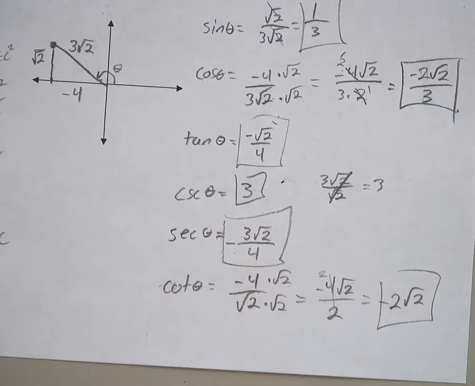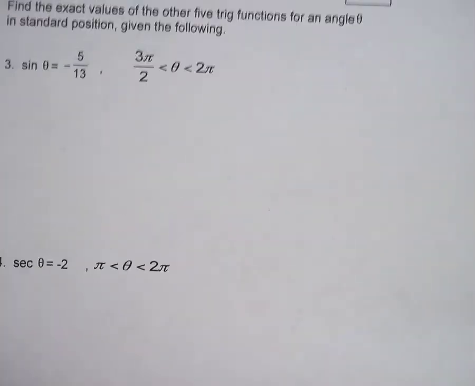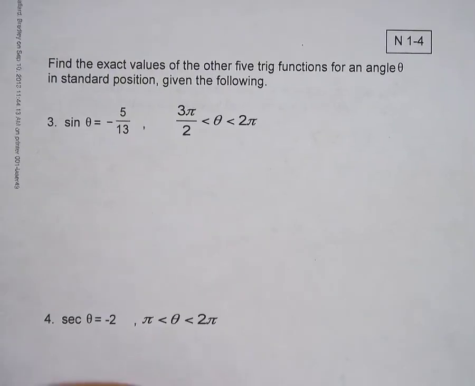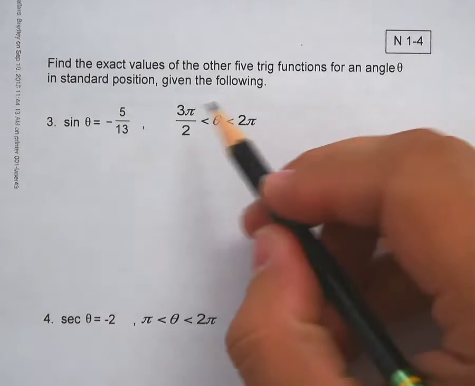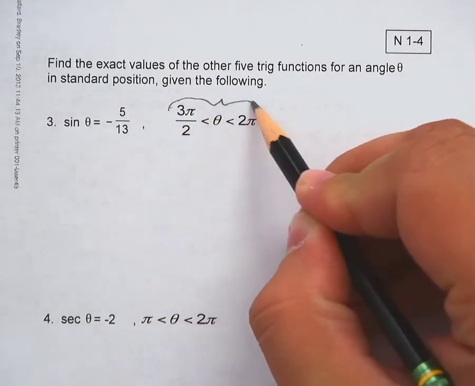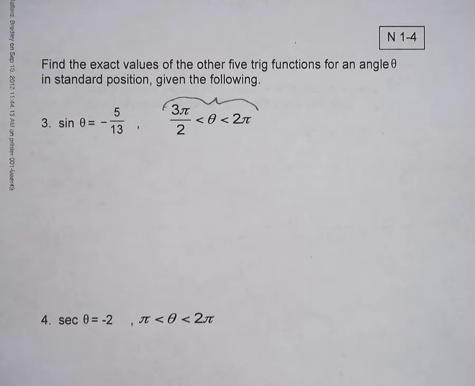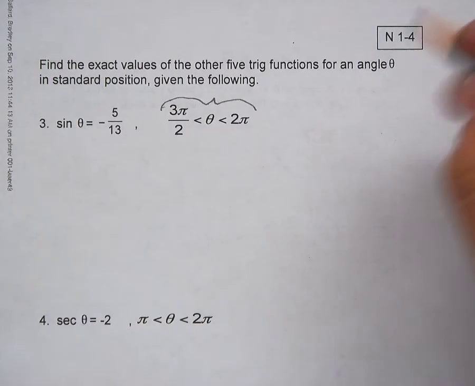Alright. Let's head on to the back here. Number 3. It says find the exact values of the other 5 trig functions for the angle in standard position given the following. Okay, now this one's actually somewhat complicated. On number 3, it says sine of theta is negative 5 over 13. And then it gives us this guy. 3 pi over 2 is less than theta is less than 2 pi. Think about that for a second.